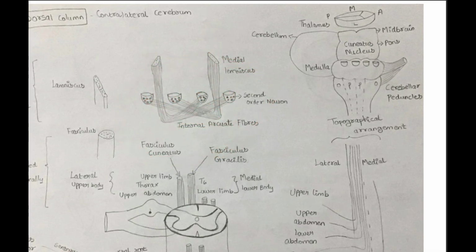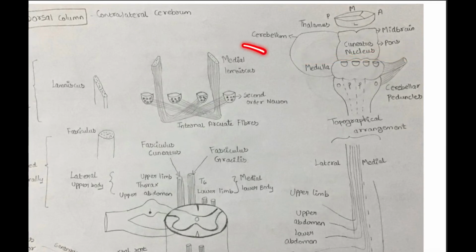So when it goes upwards, again it will form a tract. This tract we call the medial lemniscus. How do you identify this medial lemniscus and fasciculus? If you cut this section below the nucleus, you will have fasciculus. If you cut above the nucleus, you will have lemniscus.